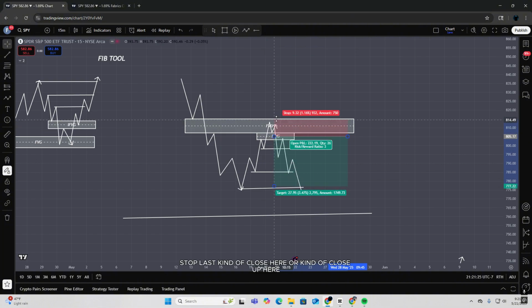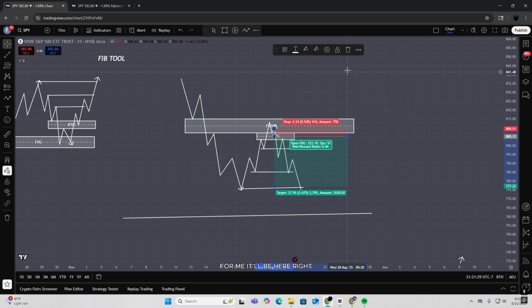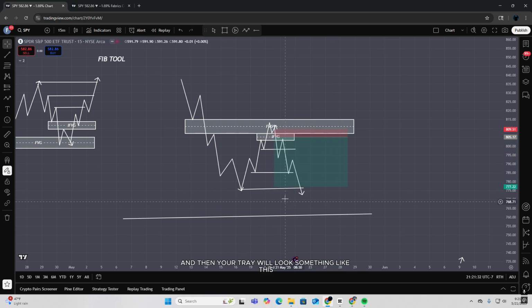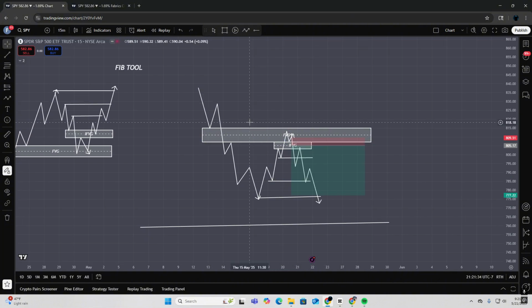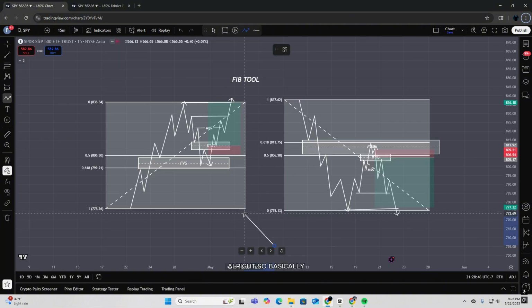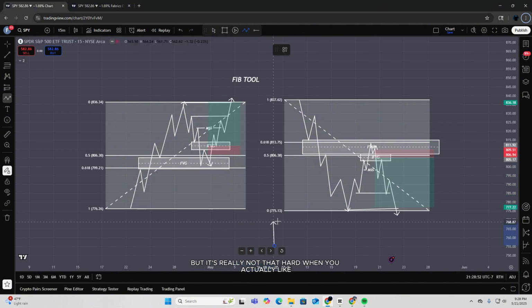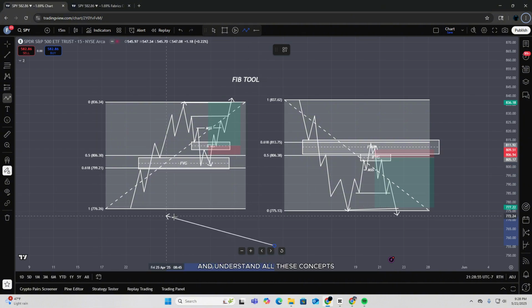Stop loss candle close here or candle close up here, depending on what you want, right? For me, it will be here. And then your trade will look something like this. So basically this is how your trade should end up looking. This probably looks like a lot, but it's really not that hard when you understand what you're doing and understand all these concepts and just put them together, right?